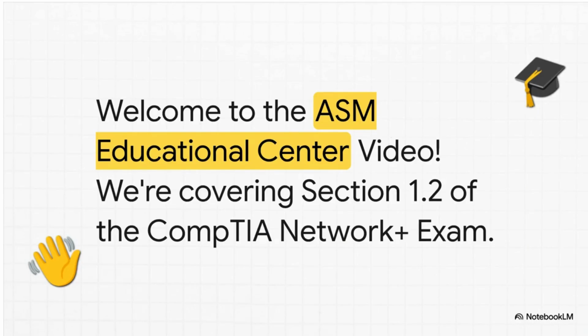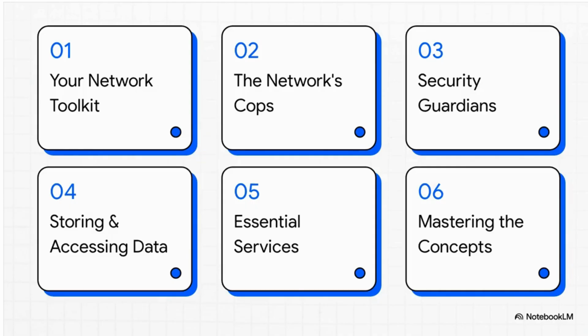Today, we will talk about Section 1.2 from the CompTIA Network Plus exam. So here's our roadmap. First, we're going to look at your basic toolkit. Then we'll meet the network's traffic cops, the devices directing all the data. After that, it's all about the security guardians. And then we'll figure out where all our data actually lives. We'll wrap up by looking at some essential services before we put it all together and really master these concepts.